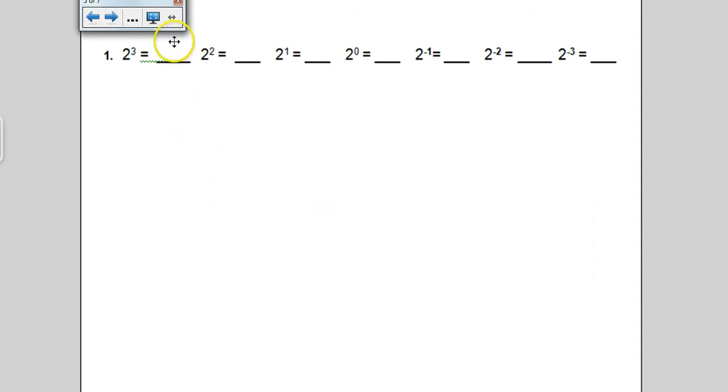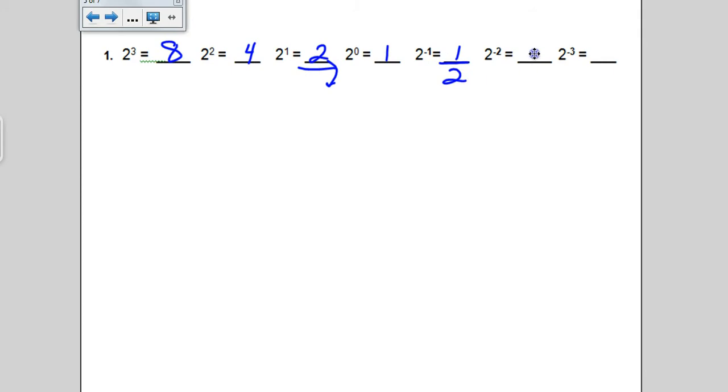So 2 to the third power, if you did that on your calculator or in your head, it's an 8. 2 to the second power is a 4. 2 to the first power is a 2. Anything to the 0 power is a 1. Now if I take 2 and I take it to the negative first power, instead of it being a 2, because it's a negative, I actually need to take that and I need to flip it to the bottom. So I end up with 1 over 2.